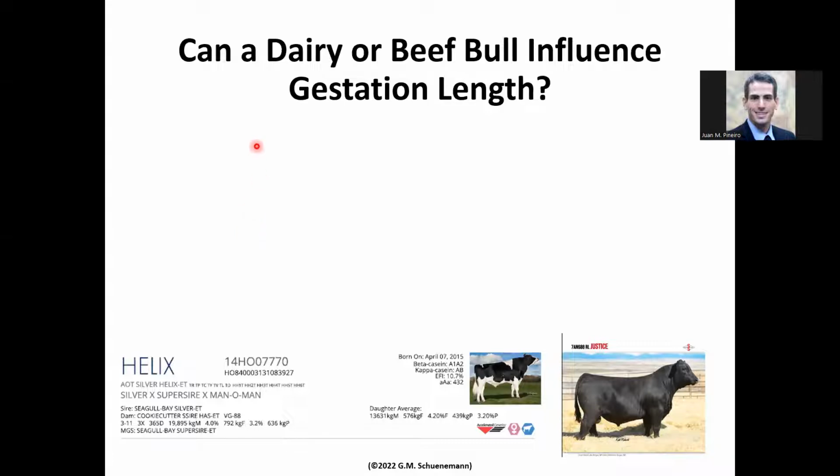Can a dairy or a beef bull influence gestation length, right? And we have a lot of genetic information from this bull. Here is a Holstein bull. I just picked one off the internet. The same is for a beef bull, not for a particular reason, just to show that we have these two components, whatever the breed is on beef, and the same is on dairy cows, right? And the short answer to this question is yes. The bull has an influence on gestation length, and I'm going to explain why now.